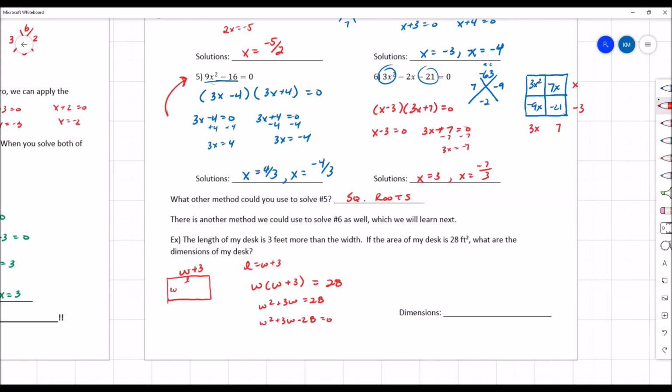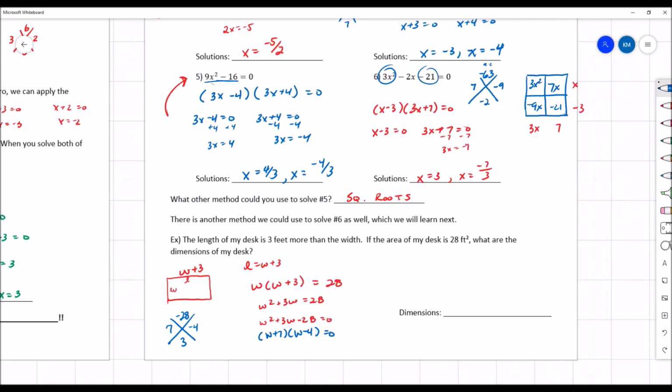Okay, and now we got to break this down to rewrite it to get our factors. Okay, and so as I get that here, looking for two numbers that multiply to give me negative 28 and add to give me 3. Those two numbers are 7 and negative 4. So I can rewrite this side as W plus 7 times W minus 4 equals 0. And then I solve for both of those.